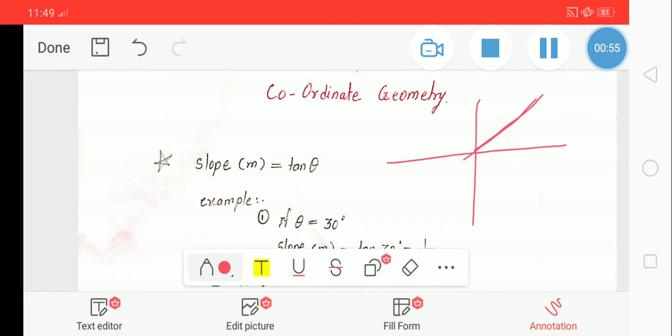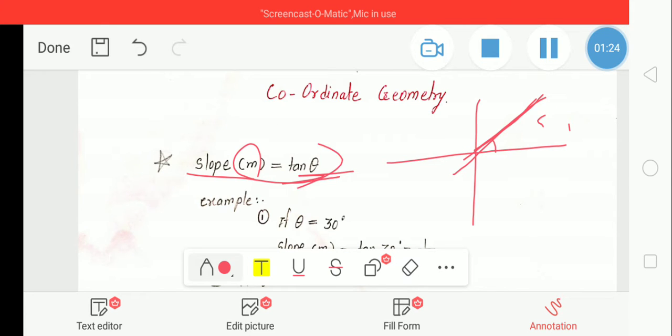इस लाइन का स्लोप बाय मेजर एंगल. यूजिंग द एंगल वी फाइंड द स्लोप ऑफ दैट लाइन. एंड एंगल कैसे फाइंड करेंगे? यूजिंग tan theta. So theta is the angle. By using tan we are finding the slope of that line. So the formula is: m is the slope, m is equal to tan theta. Here the angle is 45, so the slope of the line is 1 because tan 45 is 1.